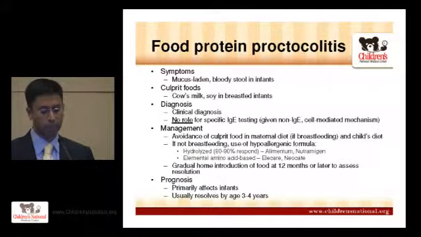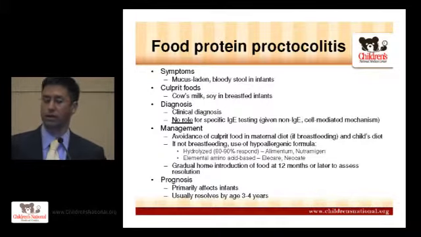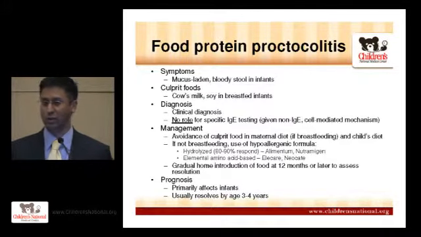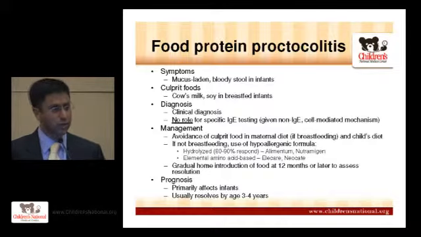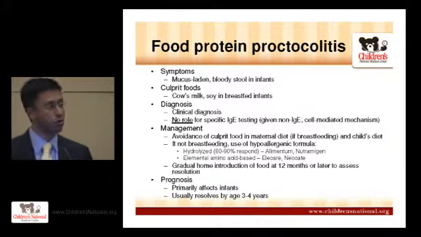The last topic that I'll discuss before turning it over to Dr. Wolf is food protein proctocolitis or proctitis. And this is commonly referred to as milk protein allergy, but I hope what I've convinced you of is that that's a really generic term that doesn't have much specificity. Bloody stool in infancy is usually how it presents. The culprit foods are cow's milk and soy, usually in breastfed infants. Again, a clinical diagnosis, no role for IgE testing because it's T-cell mediated.